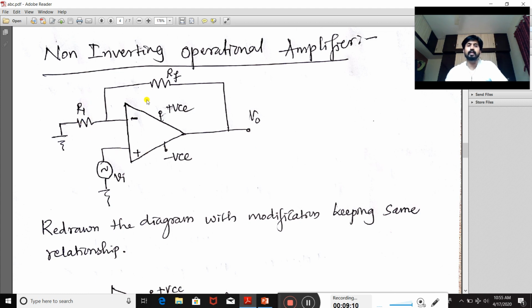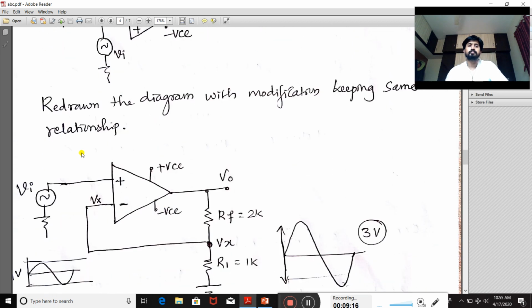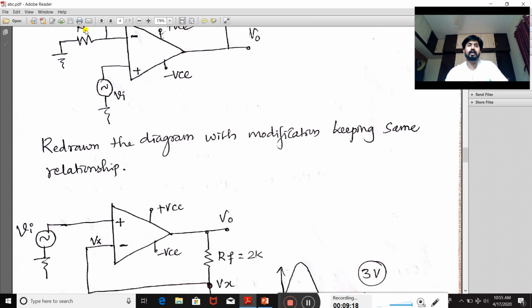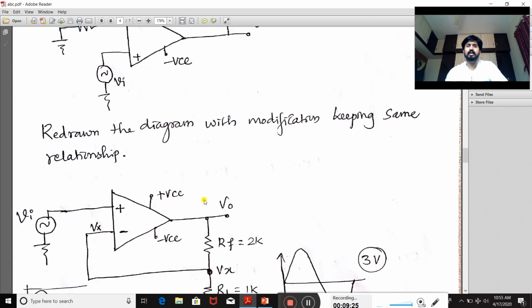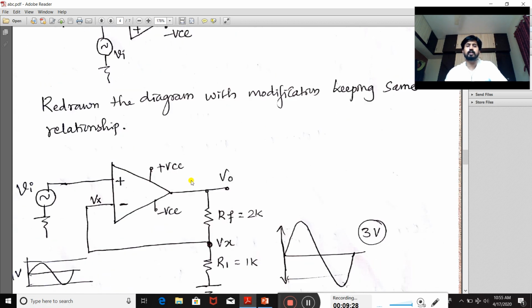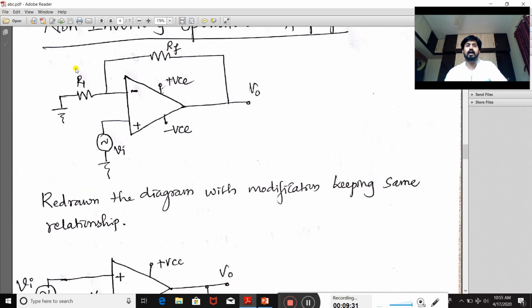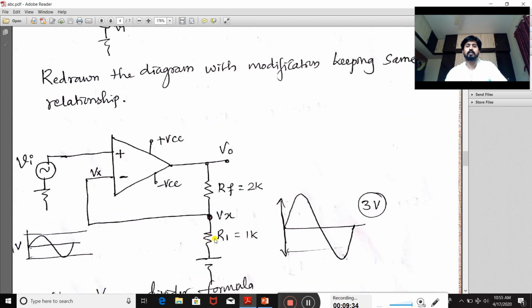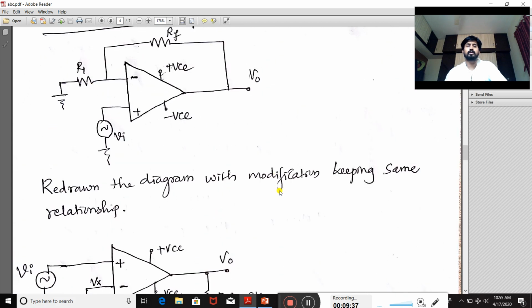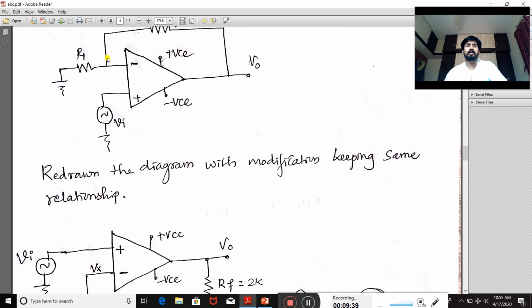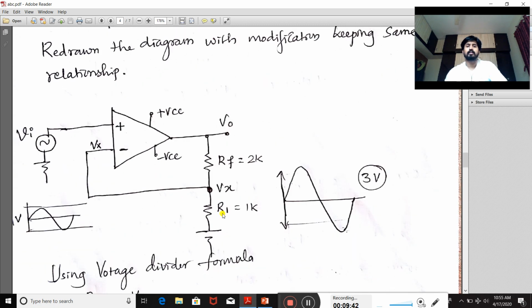Now the same diagram, without changing any relation, I have redrawn. How? This positive terminal I have taken up and this negative terminal connection I have taken down, but the relation is the same. First V0 to Rf, here also V0 to Rf, then from Rf to R1, next from Rf to R1, then R1 to ground, here also R1 to ground, then here from Vx to the negative terminal, here also Vx to the negative terminal. So the relation holds good here, only I have modified the diagram.